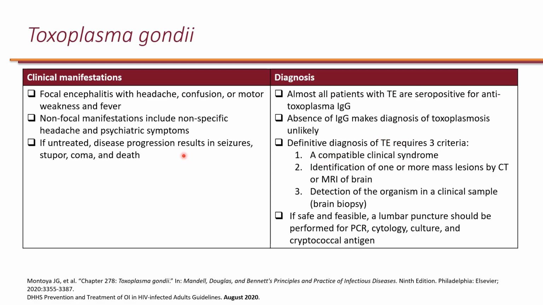So a compatible clinical syndrome, so the symptoms have to be there, and then identification of 1 or more mass lesions by CT or MRI of the brain, as well as detection of the organism in a clinical sample, typically brain biopsy. And this is really reserved as a last resort. In other words, instead of doing brain biopsy, if someone has Toxoplasma IgG, you go ahead and treat them. It's really not necessary to go into brain biopsy.